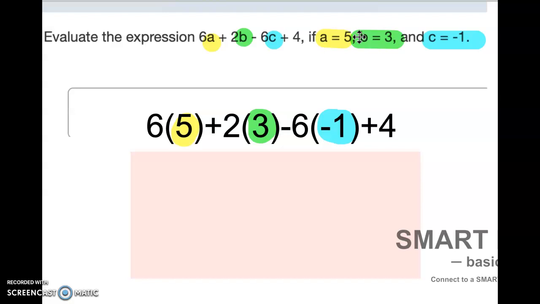Now we're going to take this expression and type it exactly like this into Desmos. And when we do that, Desmos will tell us that when we evaluate the expression for a equals 5, b equals 3, and c equals -1, our answer is 46.